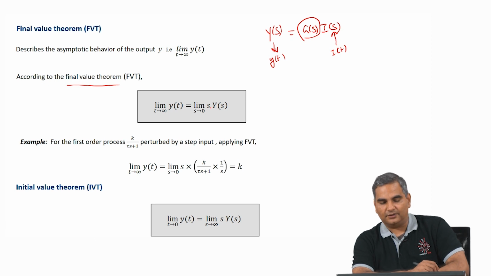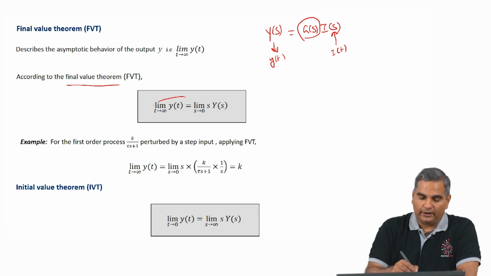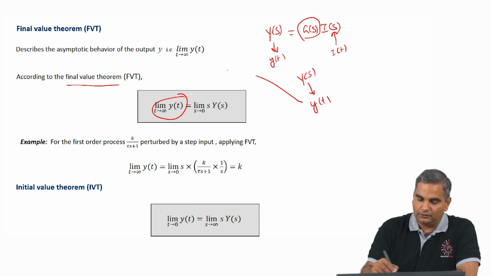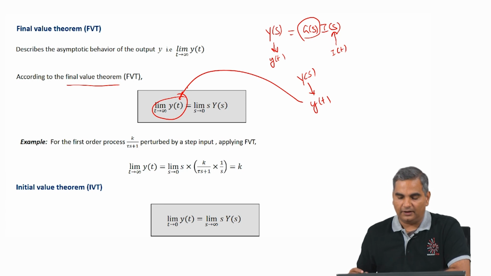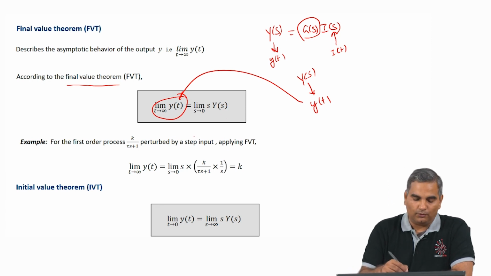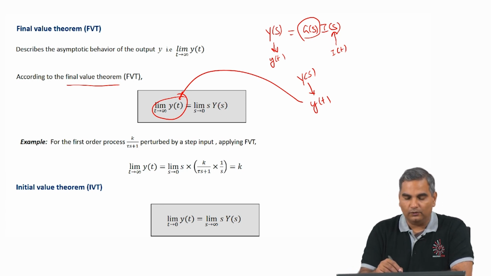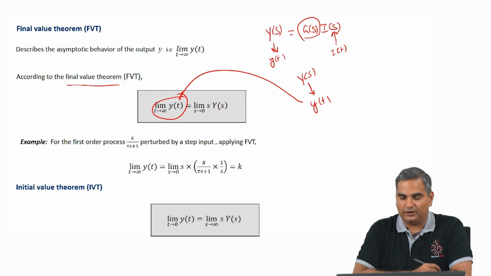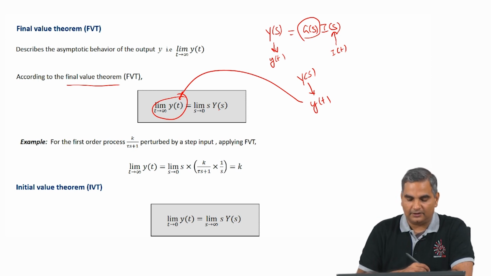What is the importance of this theorem? Typically, if you wanted to get this, you will have to first convert y of s to y of t and then put this into this and then say limit t tends to infinity. But this is a simpler approach. If you want to get the final value, you can directly use the variable in Laplace domain itself and then get the limit. So, that is the reason why this theorem is interesting.